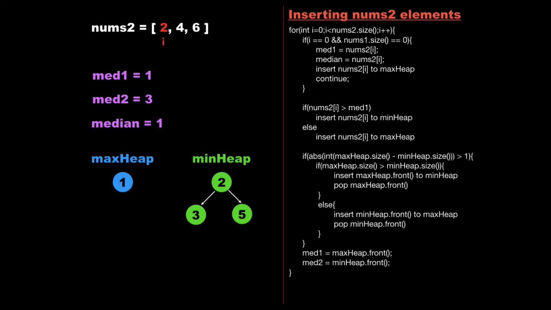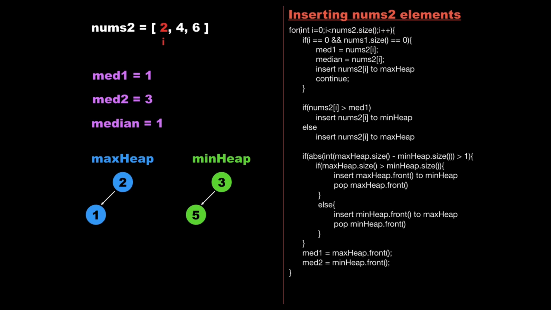Since it does, then we check whether the size of max heap is greater or min heap is greater. In our case, the size of max heap is smaller than min heap. Therefore, we enter the else condition and insert the value min heap dot front, that is 2, to the max heap. So we insert 2 to max heap and then pop 2 from min heap.